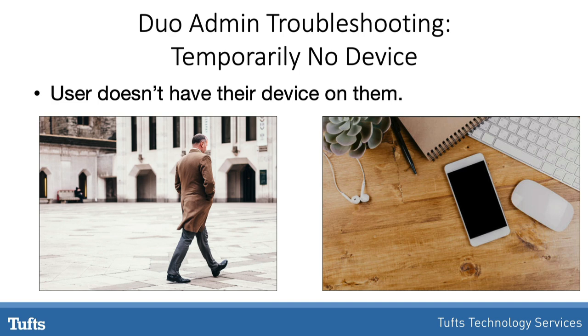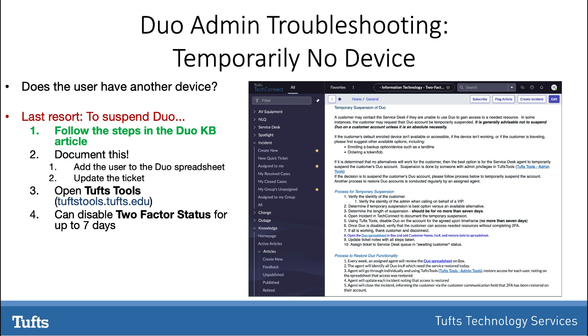The last problem the service desk commonly encounters is that the user doesn't have their device on them, so they currently can't authenticate with Duo. For example, maybe the user left their phone at home. In Tufts Tools, you can temporarily suspend a user's Duo account, but this is generally not advisable unless it is an absolute necessity. First, try other available options, which are listed in the knowledge base article for Duo in Tech Connect. For example, perhaps the user has a second phone that they can enroll in, such as a landline device.